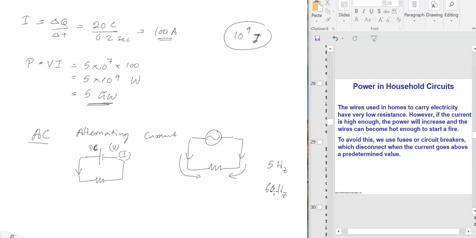Okay, so let's see what this slide is about. The wires used in homes to carry electricity have very low resistance. It has to be low resistance, otherwise it's going to use up a lot of voltage. However, if the current is high enough, the power will increase and the wires can become hot enough to start a fire. Yes, most of the accidents in houses, fire accidents, are caused by electrical issues.